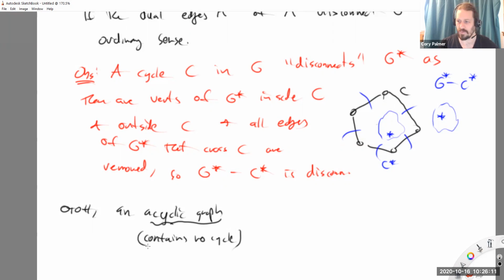Actually, we have a term for this. What's an acyclic graph? We have a different word for this. Tree. Almost, right, Christian? A tree is a connected acyclic graph. So acyclic is a little more general than that.